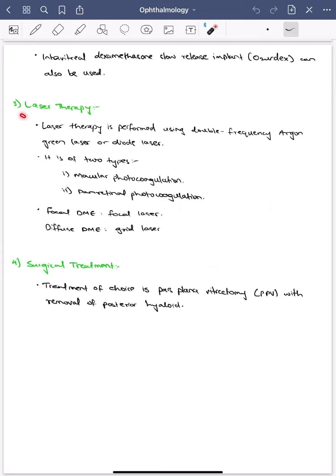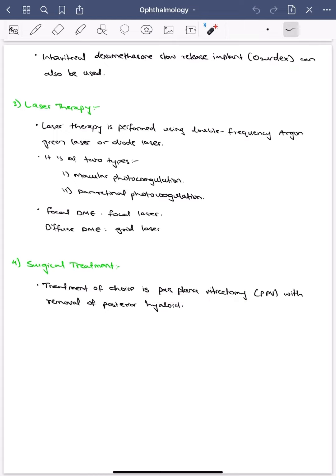The third is laser therapy. Now laser therapy is performed using the double frequency argon green laser. It is of two types, macular photocoagulation and panretinal photocoagulation. Now for focal diabetic macular edema, we use a technique called focal laser, and for diffuse diabetic macular edema we use grid laser. So this is about laser therapy. Remember, macular photocoagulation and panretinal photocoagulation. And the fourth is surgical treatment. Now the treatment of choice is pars plana vitrectomy, PPV, with removal of the posterior hyaloid.